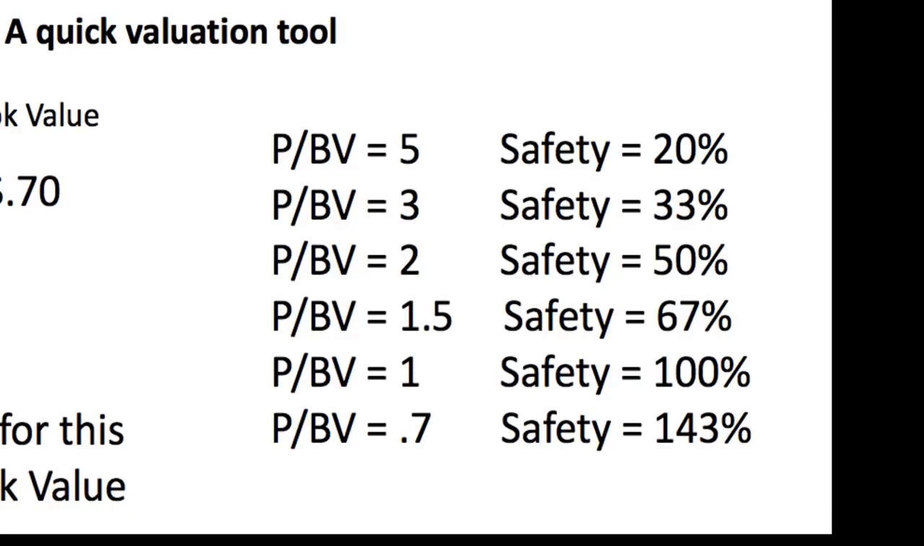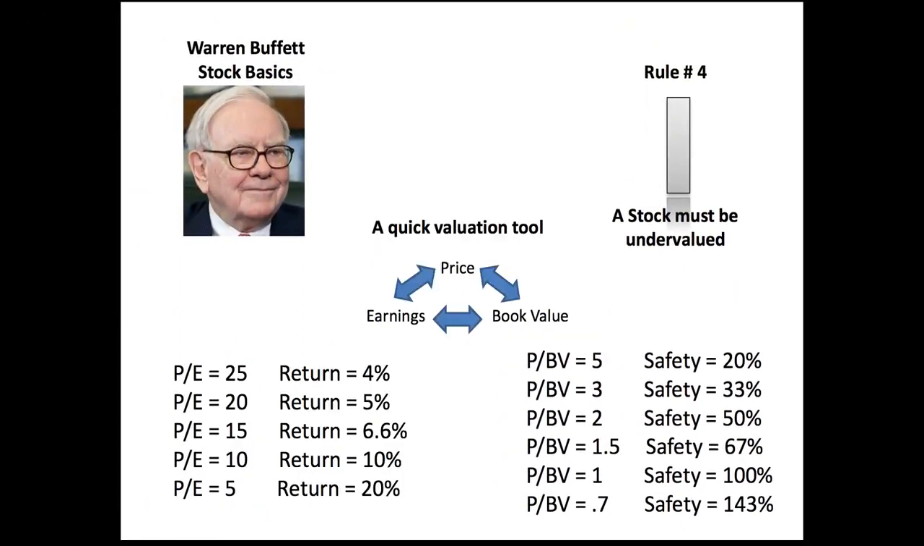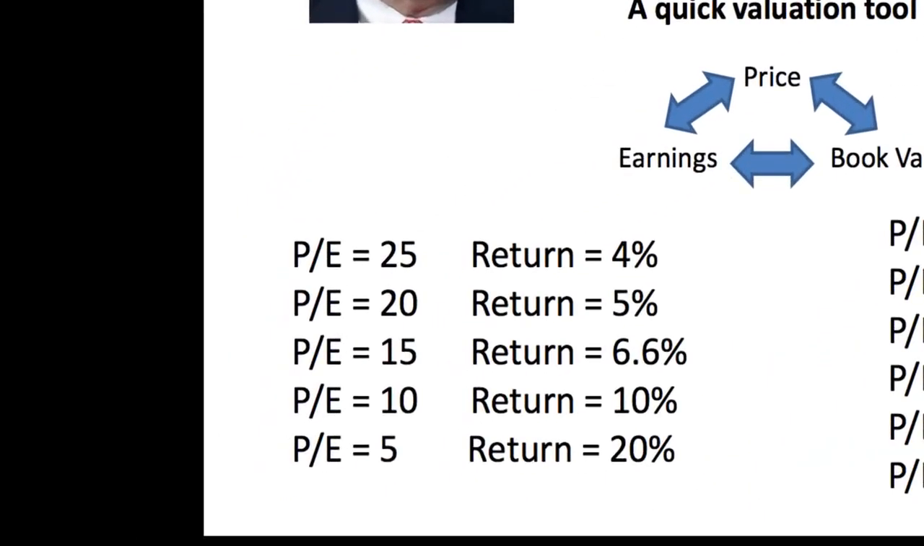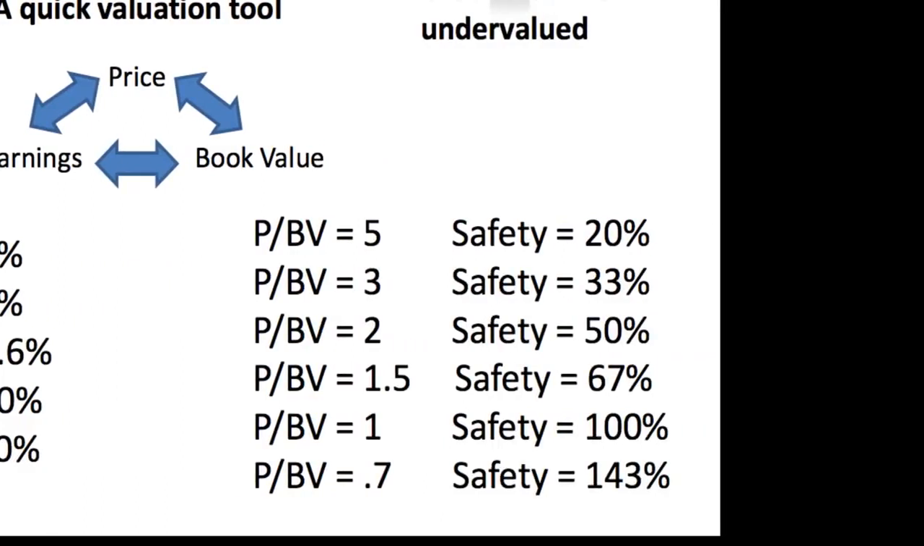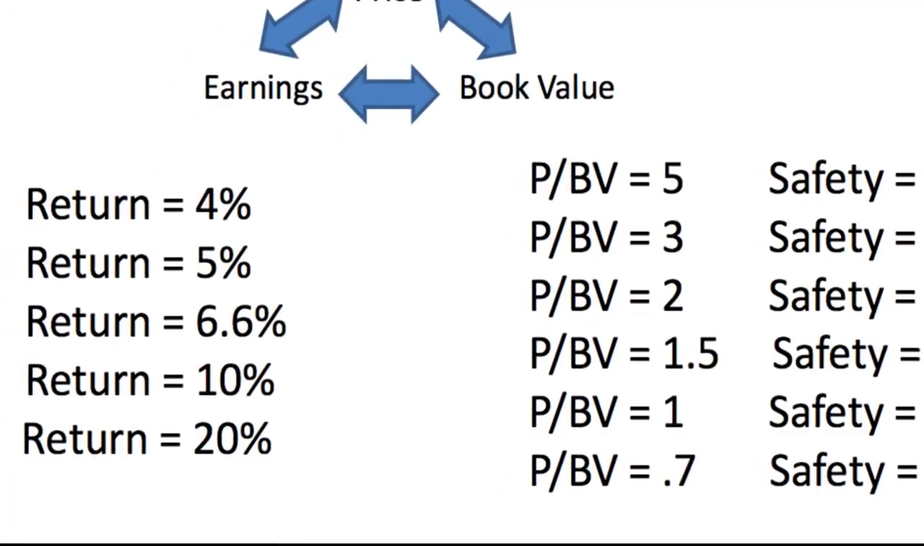So that's your trade-off. What does all this mean that we're talking about here? On the left-hand side, those are the PE ratios. That's our price and our earnings. And then on the right-hand side, we have the price to the book value. We know that the earnings talk about the return we're going to get on our money, and we know that the book value talks about the safety that's involved with the investment.